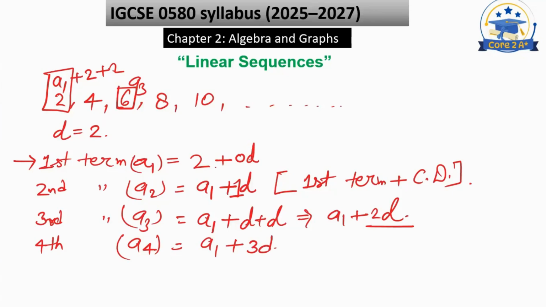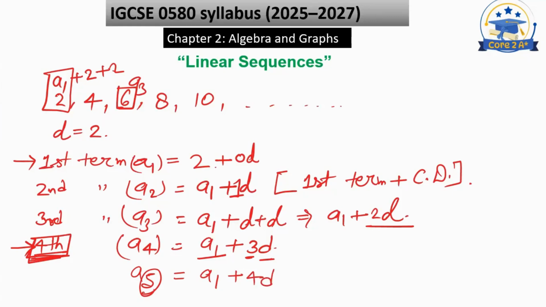See the pattern very carefully. If we need to find the fourth term, what do we write first? The first term, plus one less than this one. Subtract 1 from the term you need to find. 4 minus 3, it's 3D. If I am asking for the fifth term, it would be A1 plus what? If this is 5, reduce 1. Subtract 1. It would be 4D.